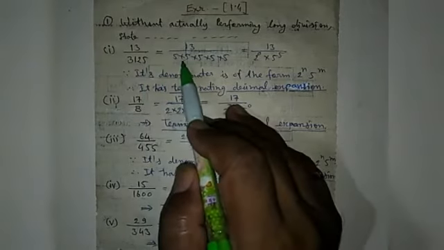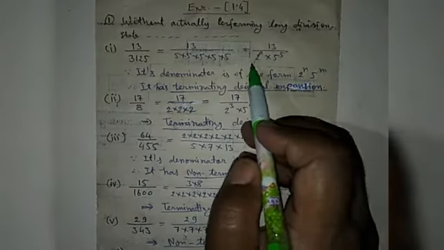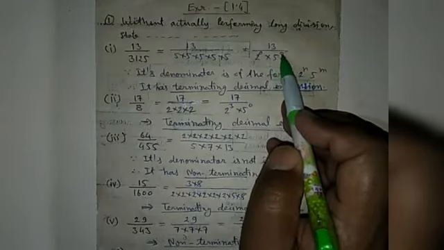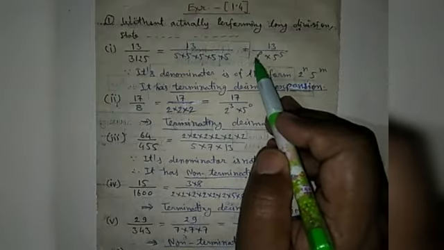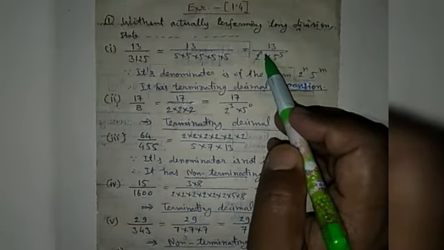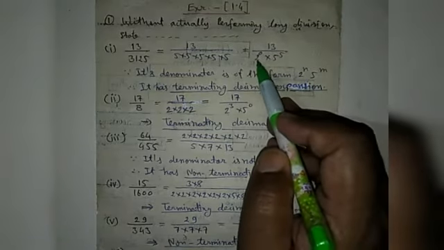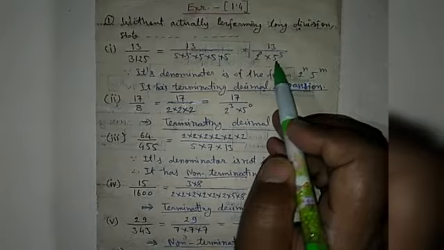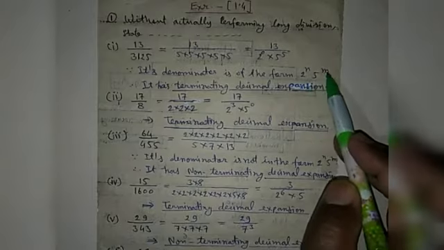So you will get 5 into 5 into 5 into 5 into 5, 5 times. So it will be equal to 13 upon 5 power 5. But here you have to show the form 2 power n and 5 power m. So here you write 2 power 0 into 5 power 5, because the value of 2 power 0 is 1, and multiplying by 1 keeps everything the same, so we only show 2 power 0 into 5 power 5 for the form. So here you see that the denominator is of the form 2 power n and 5 power m. So by the first theorem it has a terminating decimal expansion.